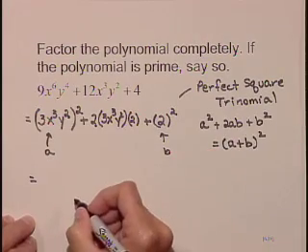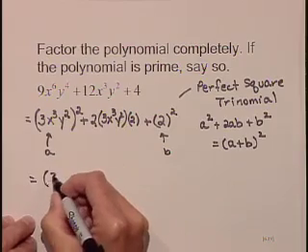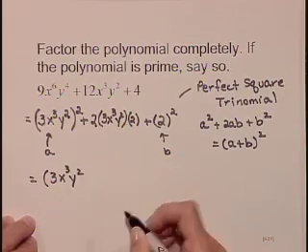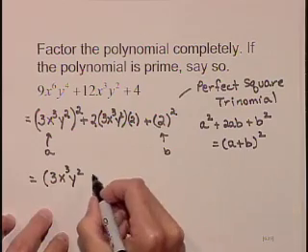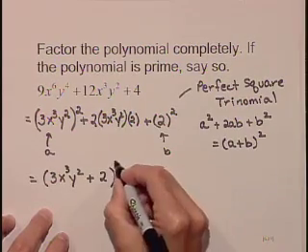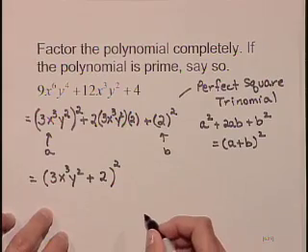Let's plug those values in. In for A, 3x to the 3rd y squared. In for B, we put that 2, and this term gets squared.